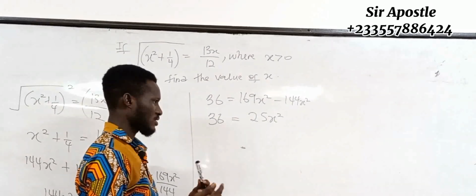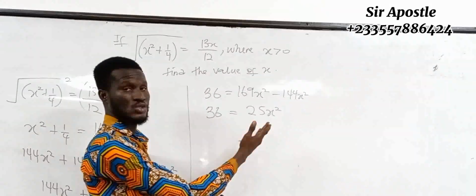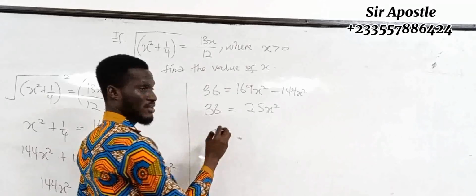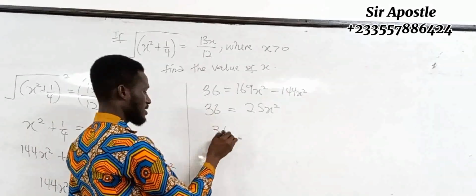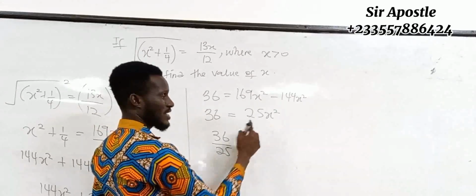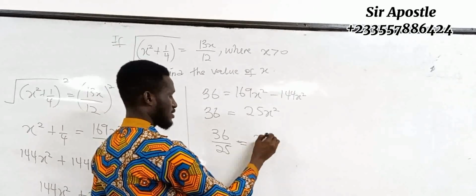Yes, it depends on your experience in this one. But the only one way we can solve is by dividing through by the coefficient of s squared, which is 25. So I'm going to divide through by 25. So I'm going to get 36 divided by 25, which will give us this one divided by 25. 25 will cancel 25. So I'm going to get s squared.